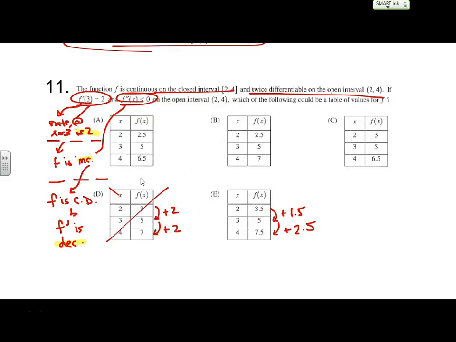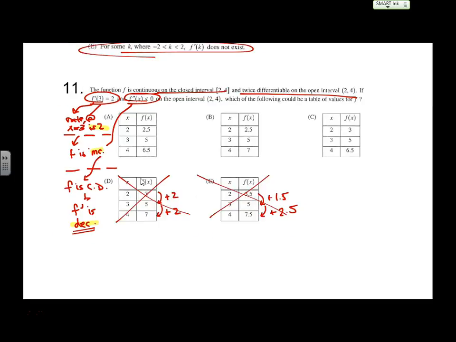Why can we cancel out D and say, no way? F is increasing, but at the same rate. We know the rate needs to be decreasing. It's increasing by smaller amounts. What can we do with E then? Isn't that increasing by bigger amounts? So let's look at the other 3.